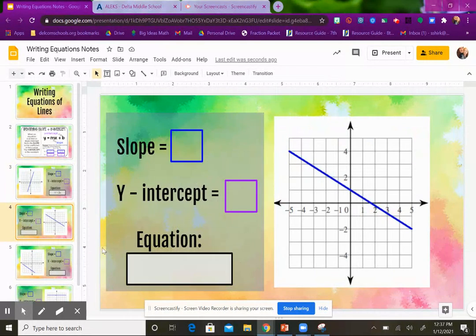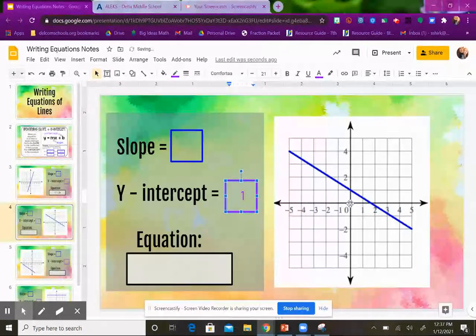I'm going to do one more with you on notes, and then I'm going to talk you through the assignments. So same thing is happening here. My y-intercept is 1 because it's 1 unit up from 0. And then here's where it's going to get a little tricky. I have to find another point. So right here, it doesn't cross perfectly. Right here, it doesn't cross and make a little T.